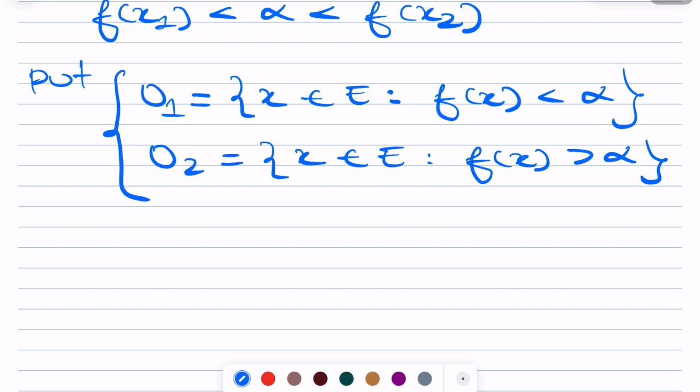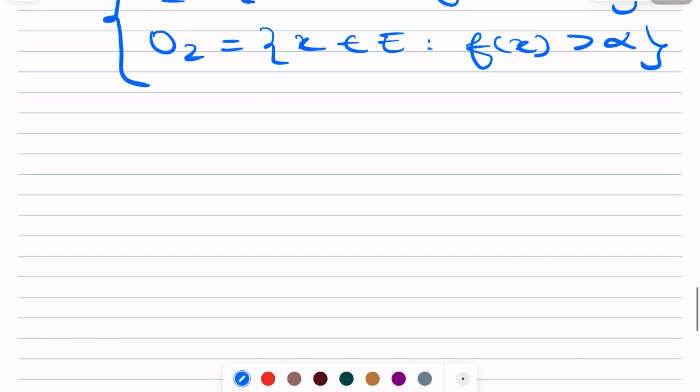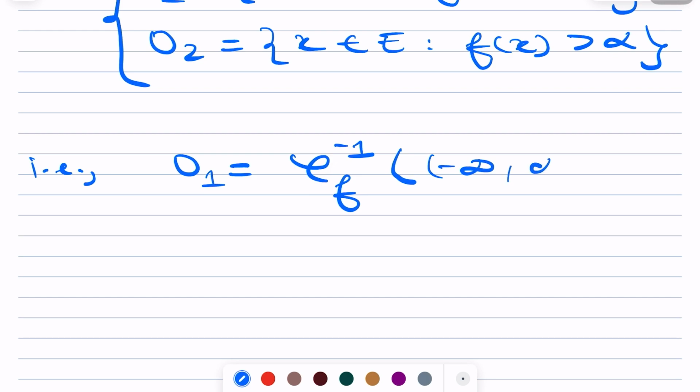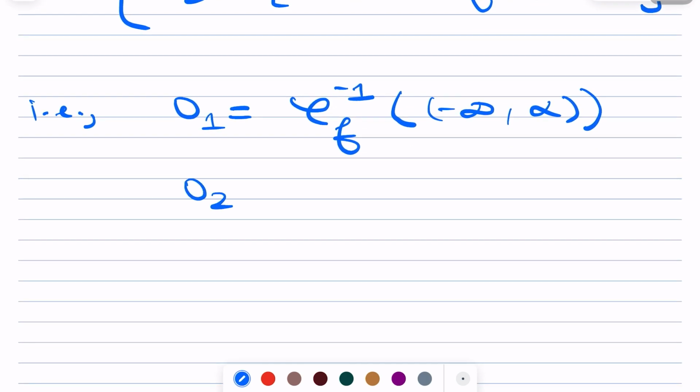So let me just rewrite O1 and O2. O1 can be written as the preimage φ_f^{-1}(-∞, α), and O2 is φ_f^{-1}(α, +∞).